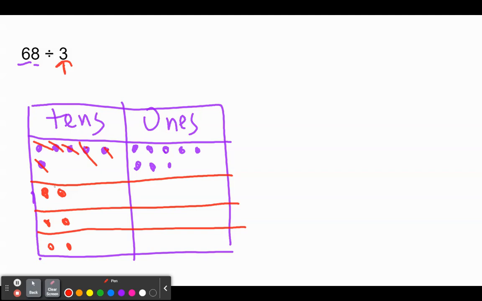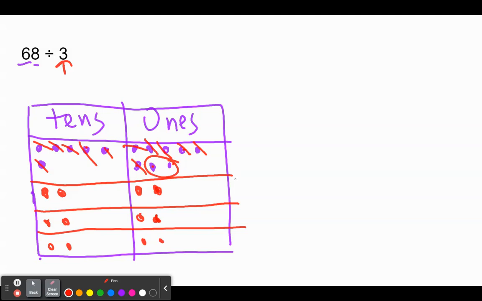Now let's move on to our 1s. So I'm going to put 1 in each of my groups. Cross these out. I have 1, 2, 3, 4, 5. So I have enough to do 1 in each of my 3 groups. So yeah, 1, 2, 3. But now I only have 2 left. So I don't have enough to put 1 in each of my groups. So I'm going to stop there.